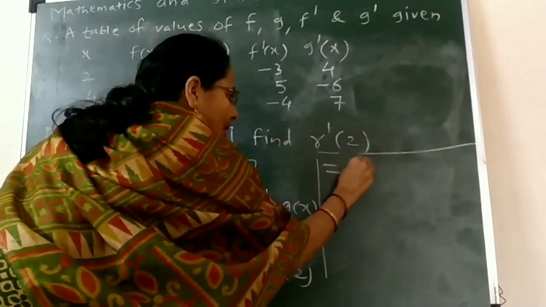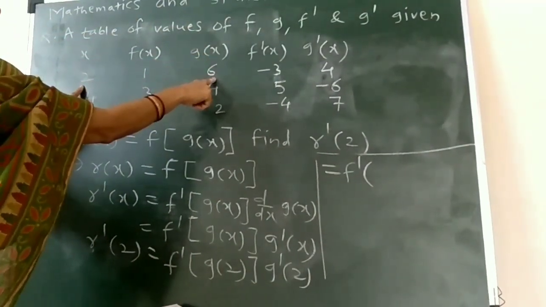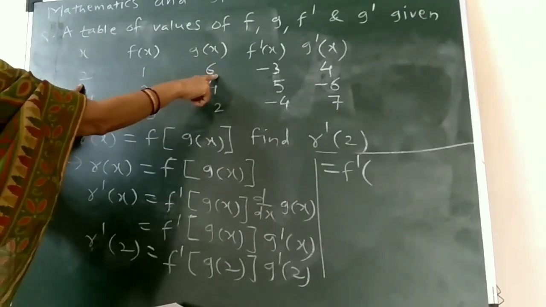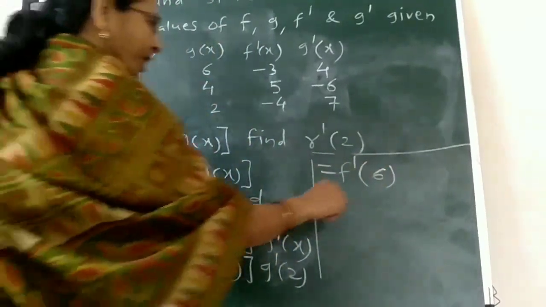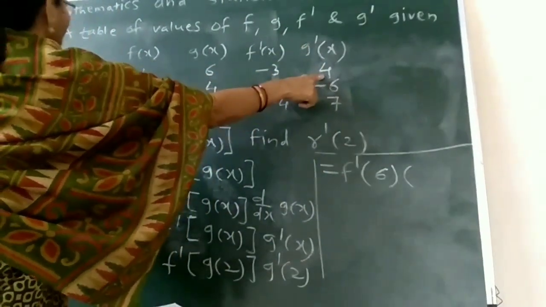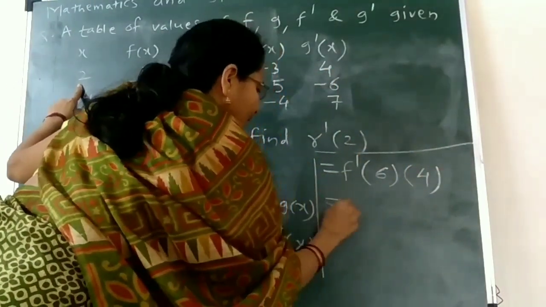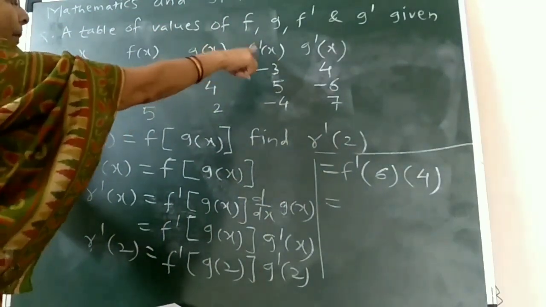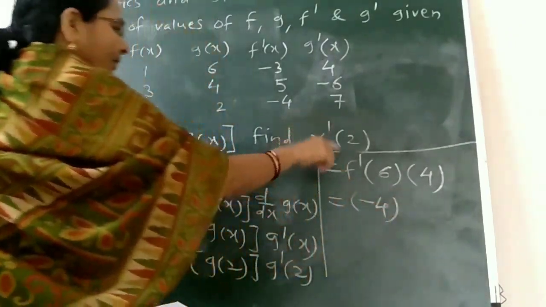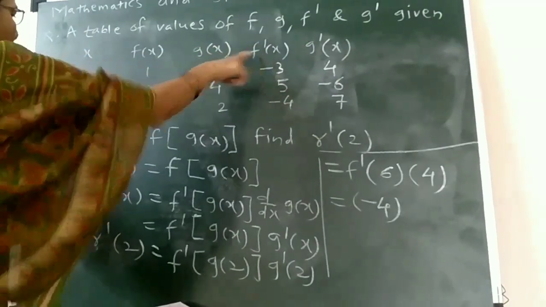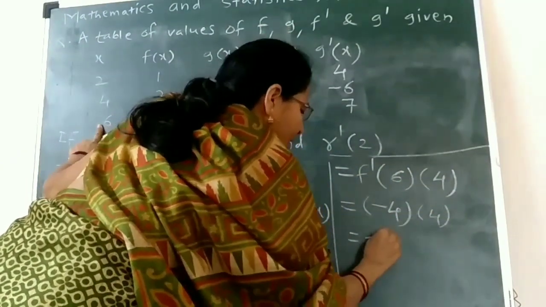f dash g 2, g 2 value is 6, into g dash 2. g dash 2 value is 4. f dash 6, f dash 6 value is minus 4. f dash 6 value is minus 4 into 4, which is equal to minus 16.